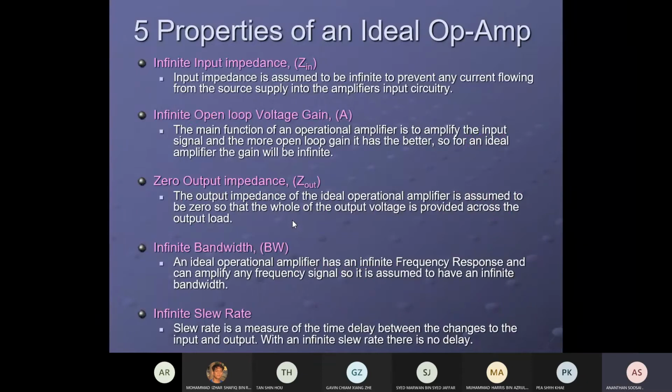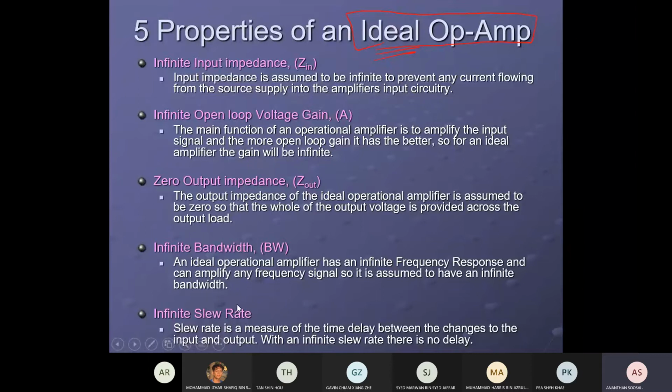This operational amplifier has 5 properties of an ideal operational amplifier. Ideal means a perfect operational amplifier. Like last time, we had an ideal transformer. What is an ideal transformer? A transformer which has an efficiency of 100%. So an ideal op amp is a perfect operational amplifier, and it has 5 characteristics.